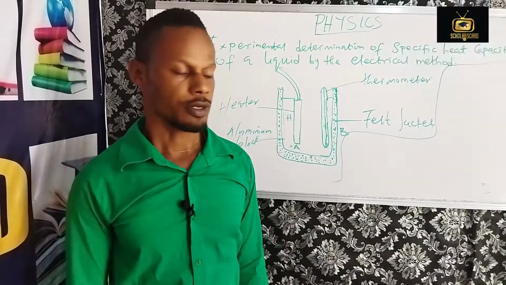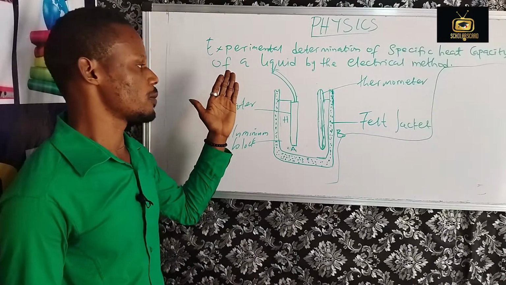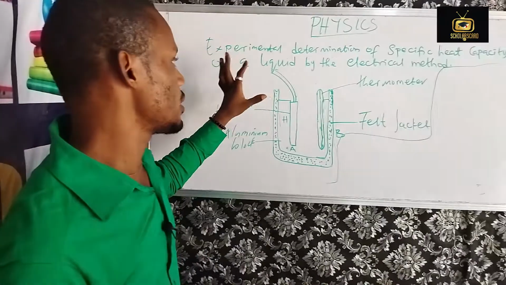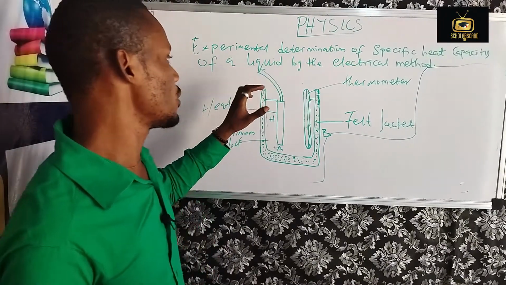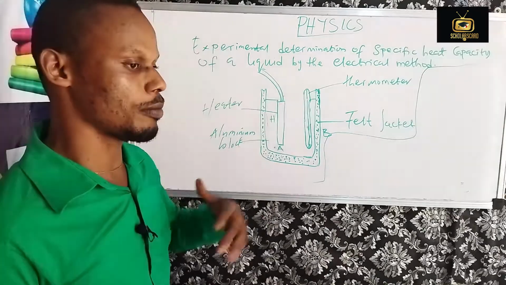My name is Patrick. I'm here to talk about part 2 of measurement of specific capacity. This time around we are going to be talking about the experimental determination of specific capacity of a liquid by the electrical method. Previously we talked about a solid by the electrical method.